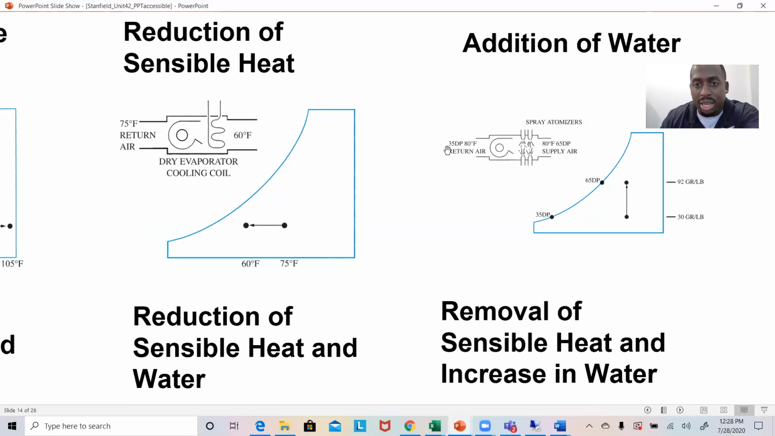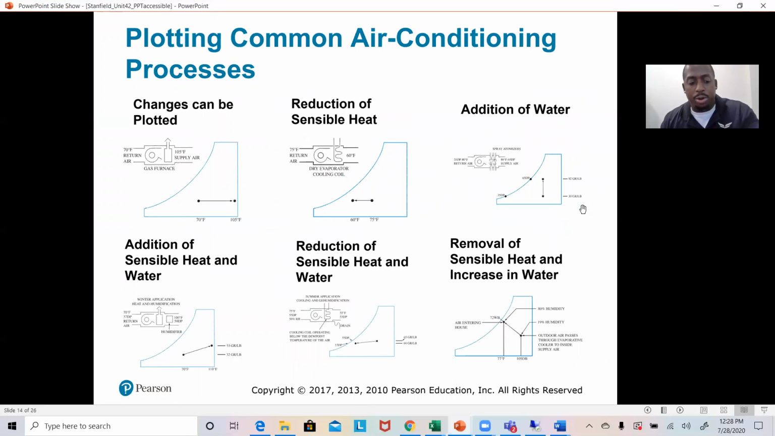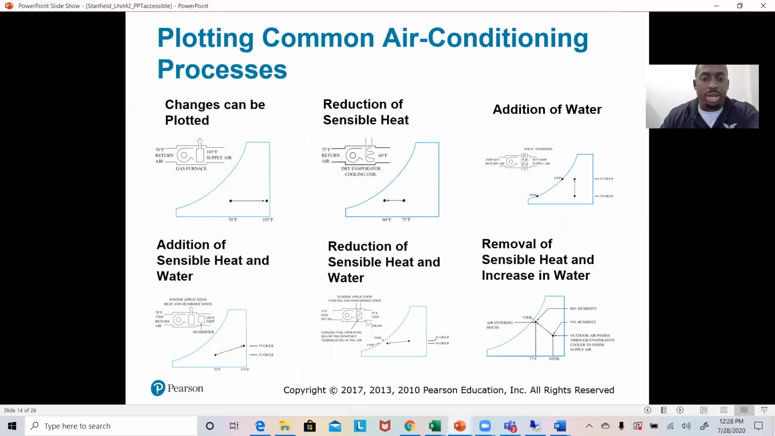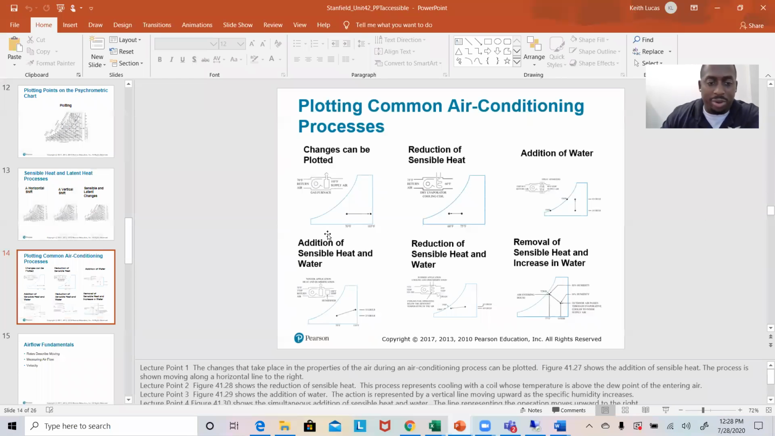So it's coming in at 35 degrees dry bulb. 80 degrees, and then it's coming out still at 80 degrees because we're not doing a sensible change, we're doing a latent change. So we're still on that 80 degree line, but our humidity just went up from, well, they're not showing it, but like our grains of moisture went from 30 to 92. So there's a lot more moisture present in the air because of the humidifier.